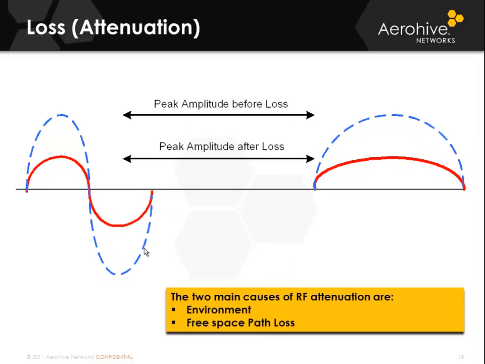Loss or attenuation. Loss exists in every transmission. There's going to be some loss due to free space path loss as the signal propagates, but there may also be loss due to impedance mismatch of connectors, length of cable run between the transmitting radio and the antenna, or any environmental factors that may affect the propagation of the signal.